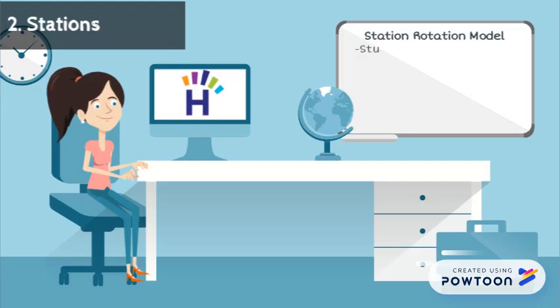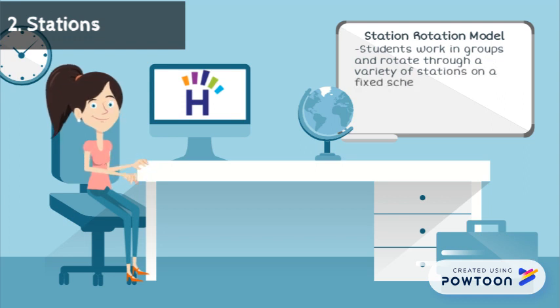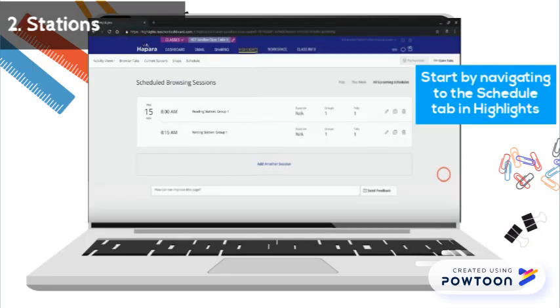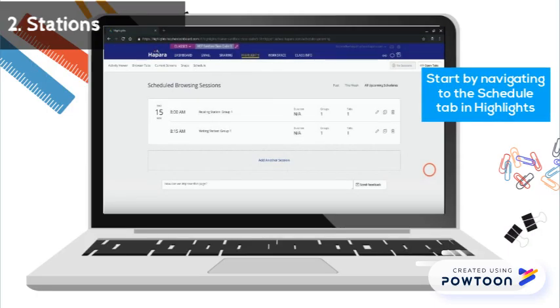The station rotation model has recently become quite popular with teachers, especially those who don't have one-to-one device access in the classroom. Students are divided into groups and rotate through a series of stations on a fixed schedule. Hapara's scheduled browsing is a great way to facilitate stations in your classroom in an efficient way that saves time and limits distractions. Start by navigating to the Schedule tab in Highlights.